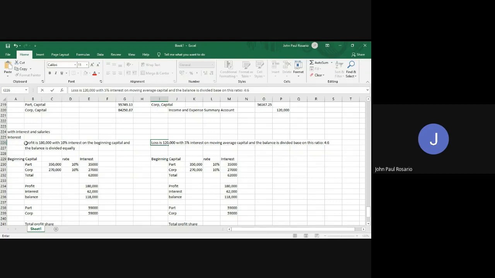4:6. Okay, so with that, the balance is divided between part and corp. Divided between part and corp based on this ratio. So meaning, kung ano siyang ratio guys, meaning ang primero ana isang primero pag ipanganlan. So 4 for part, 6 for corp.